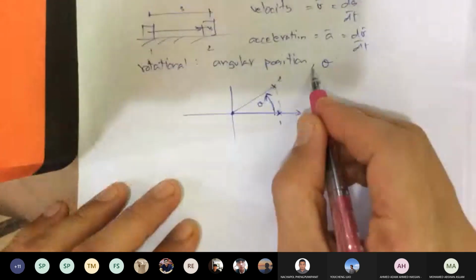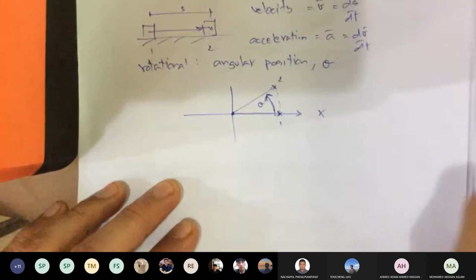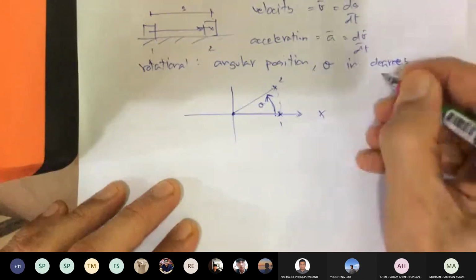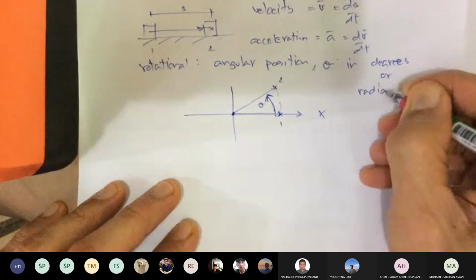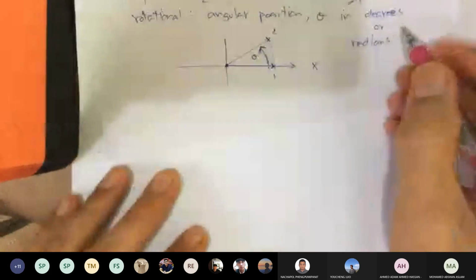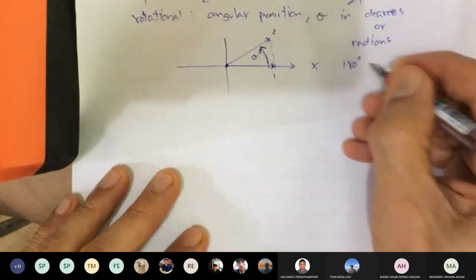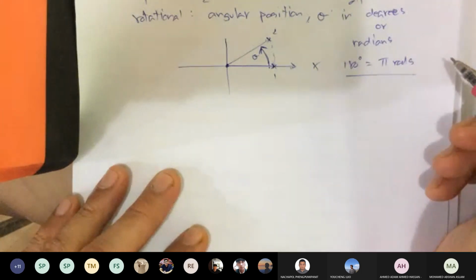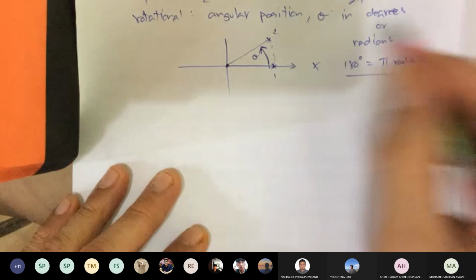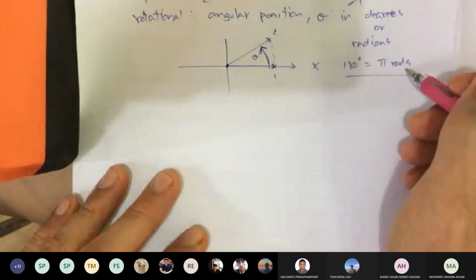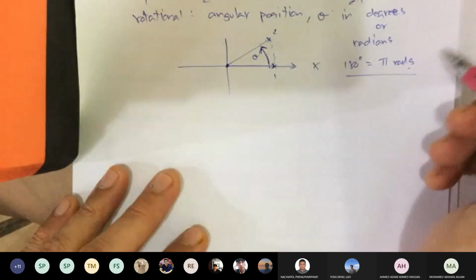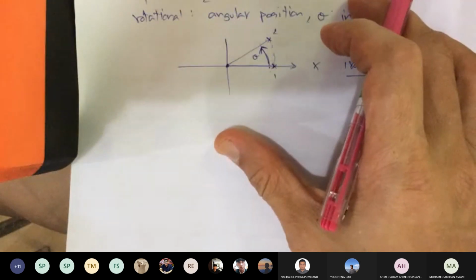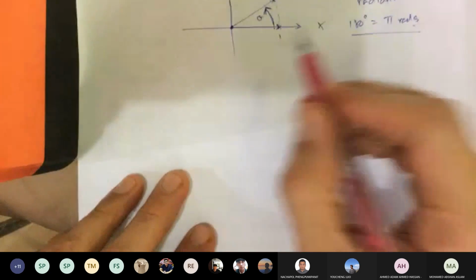So angular position is measured in degrees or radians. And if you forgot, 180 degrees is equal to pi radians. You have to remember that. So one rotational movement is 2 pi radians, 360 degrees. Now, there is a catch. This part, your textbook doesn't really have it, but it's in your notes.